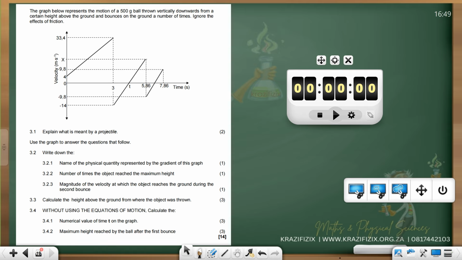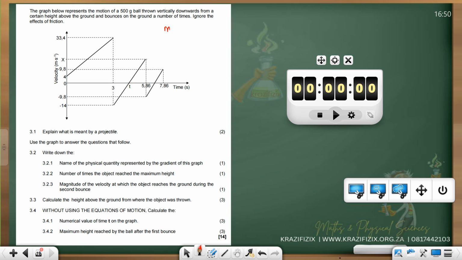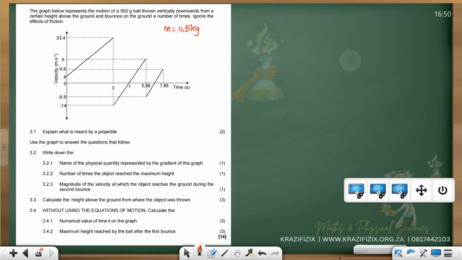Okay, guys, how did you fare with this vertical projectile motion? The graph below represents the motion of a 500 gram. Problem number 1. What is our problem number 1? The mass is not 500. The mass is what? It's only in chemistry that we leave it as grams. Did you guys change? Huh? You didn't need it? Okay, you sure? Oh, okay, we'll see.